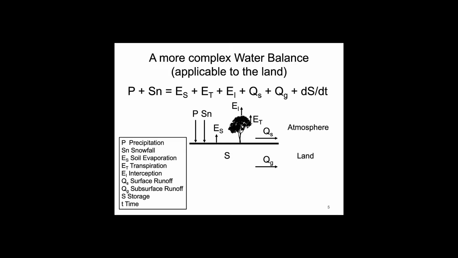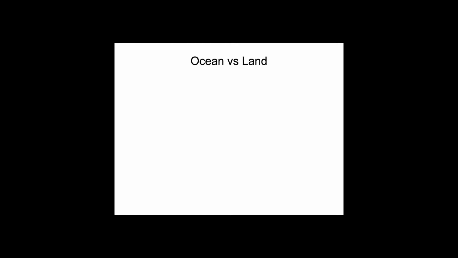Together we get a surface water balance over the land consisting of the precipitation and snowfall on one side balanced by the soil evaporation plus the transpiration and the interception, as well as any contributions from the surface and subsurface runoff and any change in the storage. So we've seen that the contrast between the oceans and the land is considerable. Let's put that into the perspective of the surface energy balance and the surface water balance.